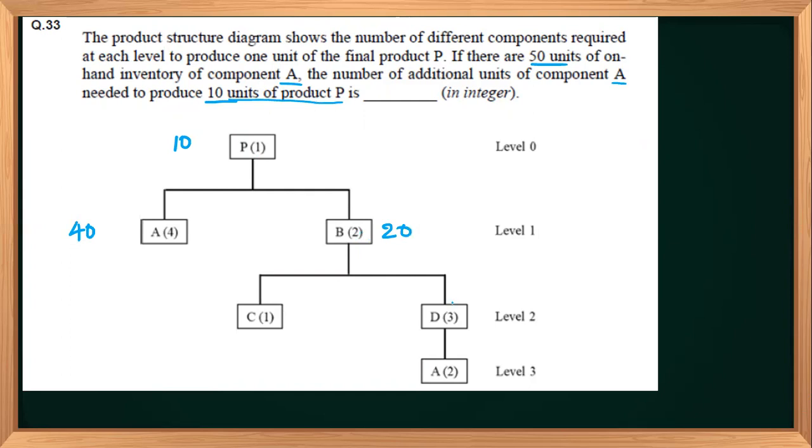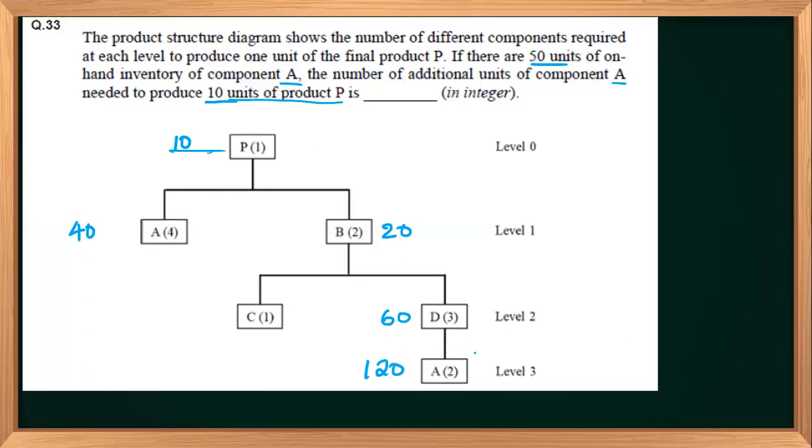If I want to produce 20 units of B, how many units of D are required? 20 multiplied by 3, right? For 1 unit I require 3, so for 20 units how many do I require? 60. If I want to produce 60 units of D, how many units of A are required? 1 unit of D requires 2 units of A, which means 60 units of D require 120 units of A. Now you tell me, for making 10 units of P, how many units of A are required?